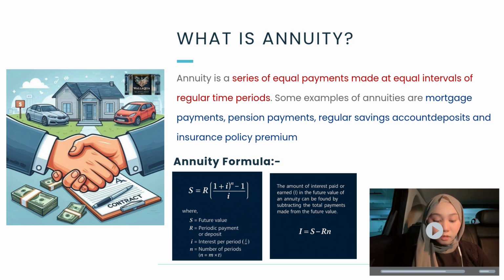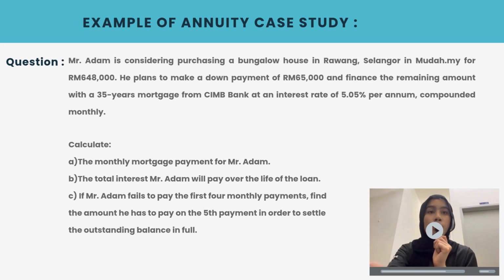We use this formula to find the future value of an annuity: S equals R multiplied by ((1 plus i) to the power of n minus 1) divided by i, where S is the future value, R is the regular payment, i is the interest per period, and n is the number of periods. To find the interest earned, we use I equals S minus R times n. Example of an annuity case study.